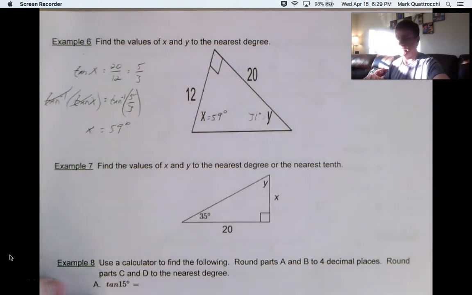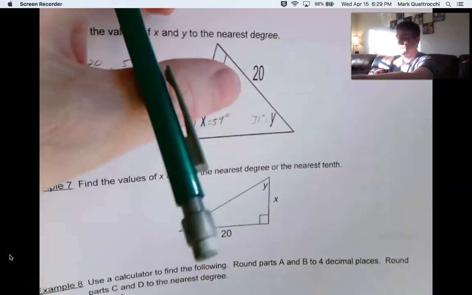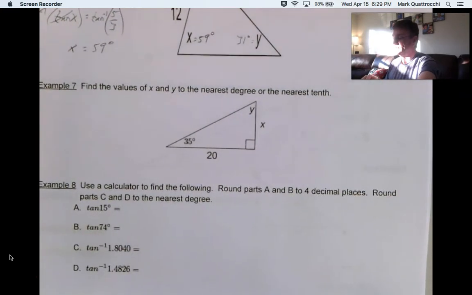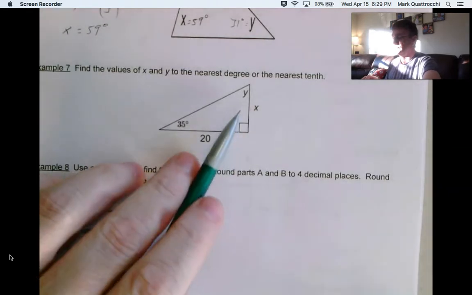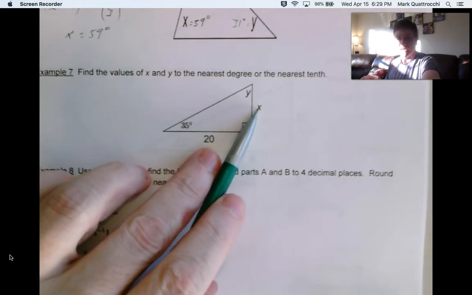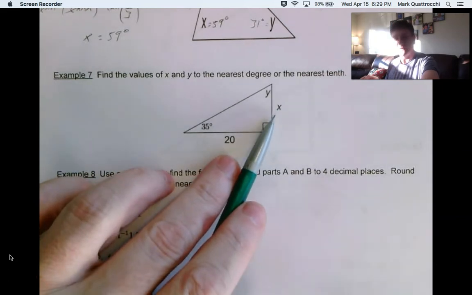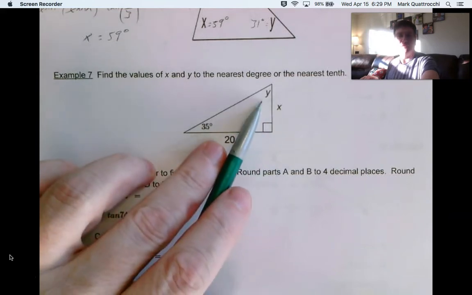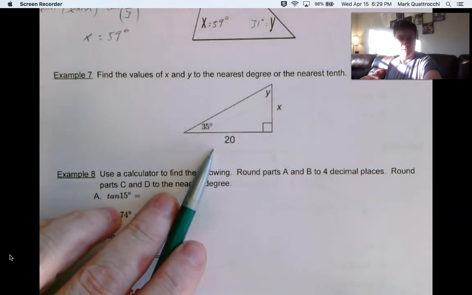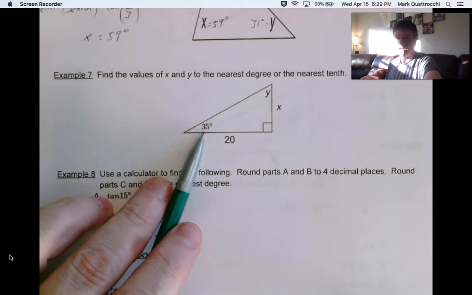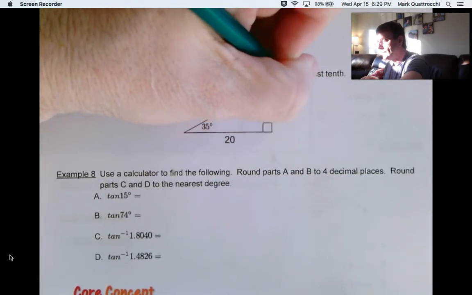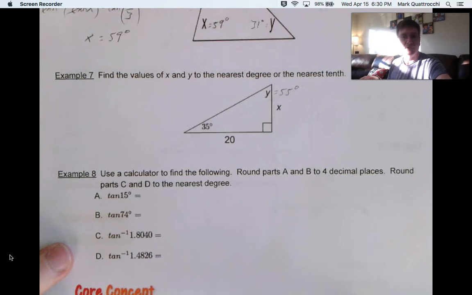All right, example 7. Find the values of x and y, again to the nearest degree or the nearest tenth. So nearest degree for the y, nearest tenth for the x. Okay, let's find the x first. We're here at the 35 degrees. Actually, let's find the y first. Do we need a trig ratio? Nope. 90 minus 35, 55 degrees. So y is 55 degrees.